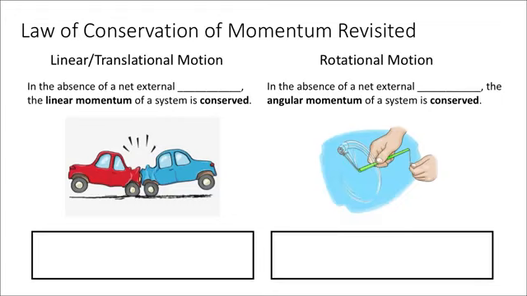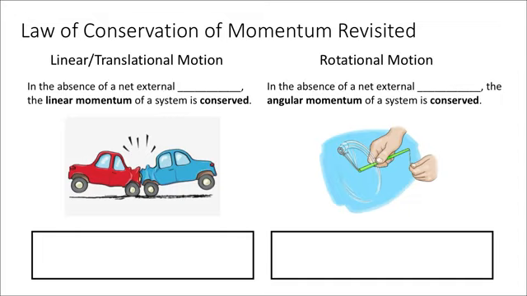Now, so far we've looked at examples of changing an object's angular momentum when there is a net external torque being applied to the object. But I want to take a moment to revisit the law of conservation of momentum when we talked about systems in which there was no net external torque.